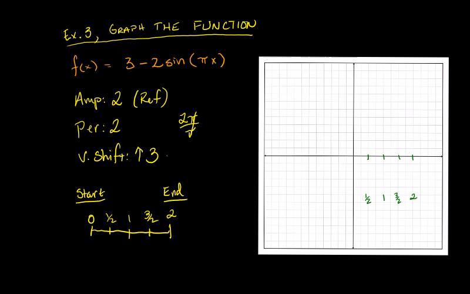All right, and so we're shifted up 3. So I'm going to draw a dotted line. That's my midline, shifted up 3. And so we know that sine starts at the middle. And then you're going to reflect it in the amplitudes too. So, boom, boom. There you have it. And so there's one sine curve from 0 to 2.